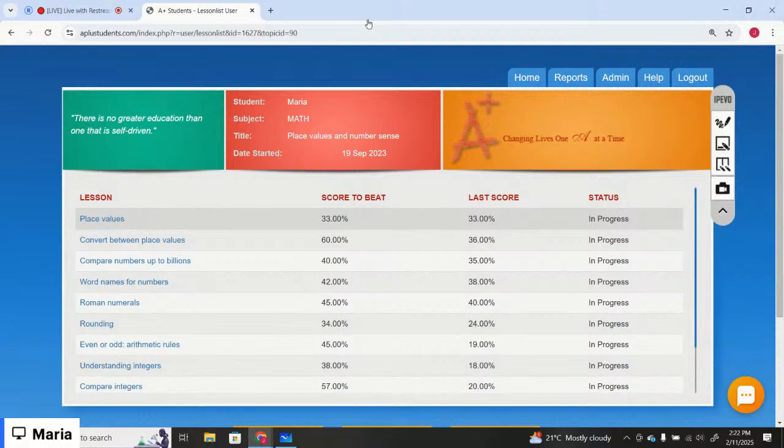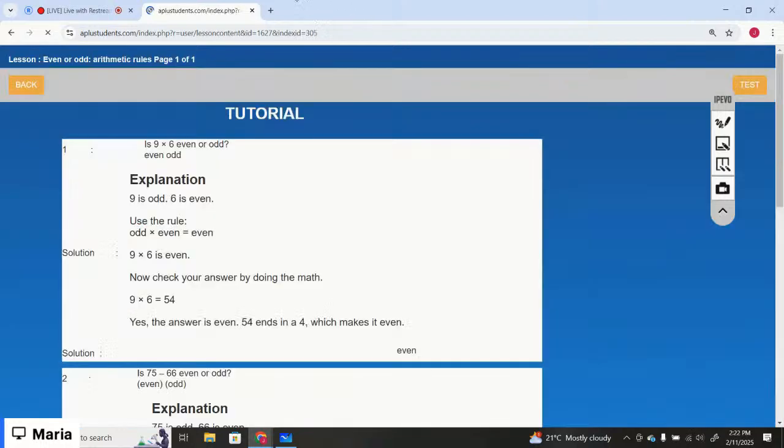The next lesson is even or odd arithmetic rules. Is 9 times 6 even or odd?